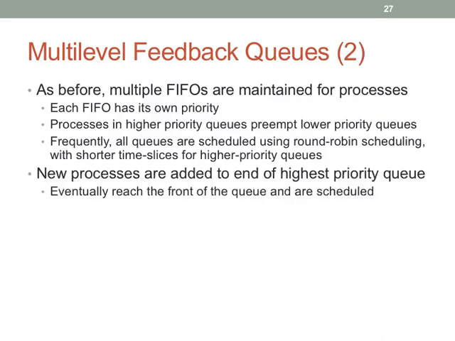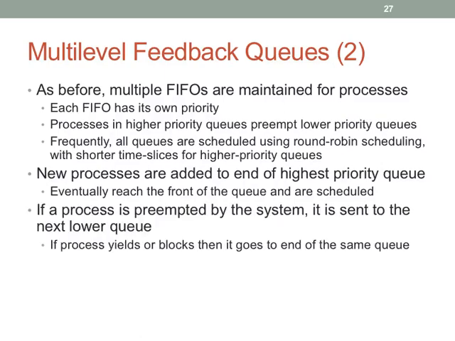Now, there's interesting details about this. New processes are added to the end of the highest priority queue, so they go down until they slot in wherever their behavior dictates that they should. If a process happens to be preempted, so its time slice is up, then the kernel just got a big signal that it's not in the right queue, so it can bump it down a queue. But if it yields or blocks before its time slice is up, then it can stick around.